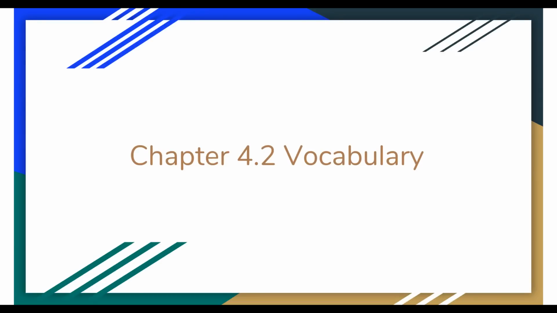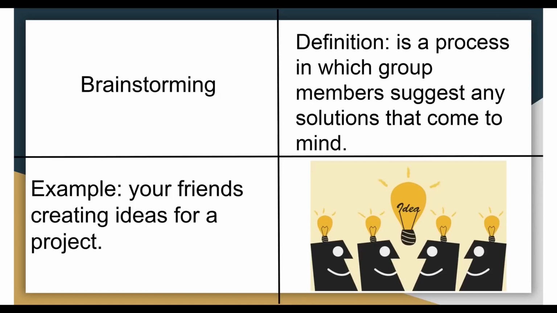All right, so today we're going to talk about our chapter 4.2 vocabulary, which really focuses on the design process and what we go through when we're coming up with a new product or prototype of something. So one of the first words that we want to make sure that we have an understanding of is brainstorming.